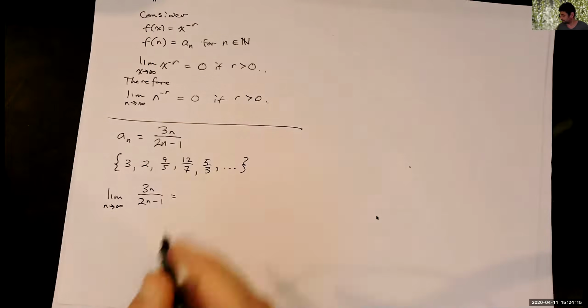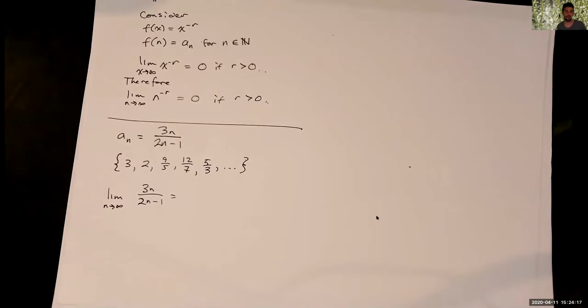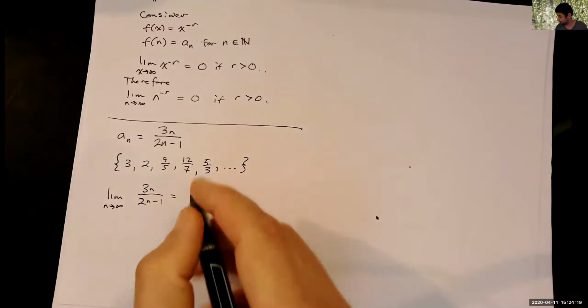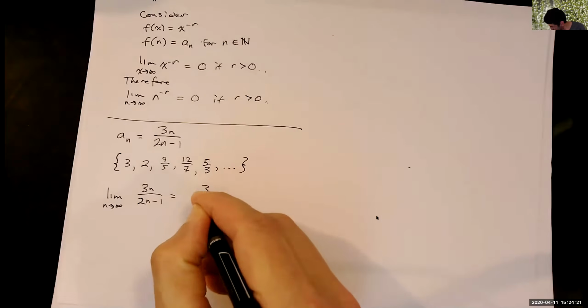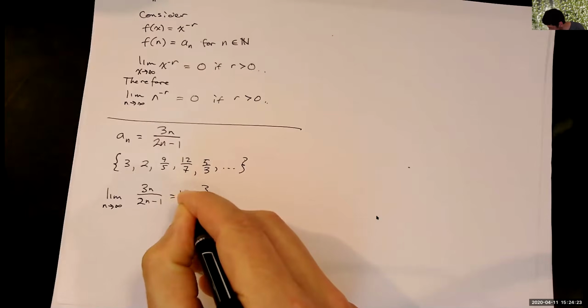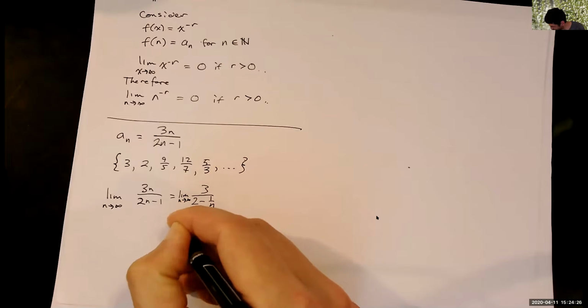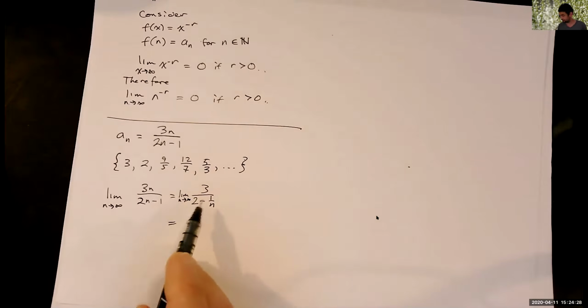So we can use a variety of methods. I'm going to multiply the top and the bottom of this function by 1 over n. So I get 3 over 2 minus 1 over n, oops, I forgot my limit, as n goes to infinity. And then we can apply our limit using the limit laws to the numerator and the denominator.